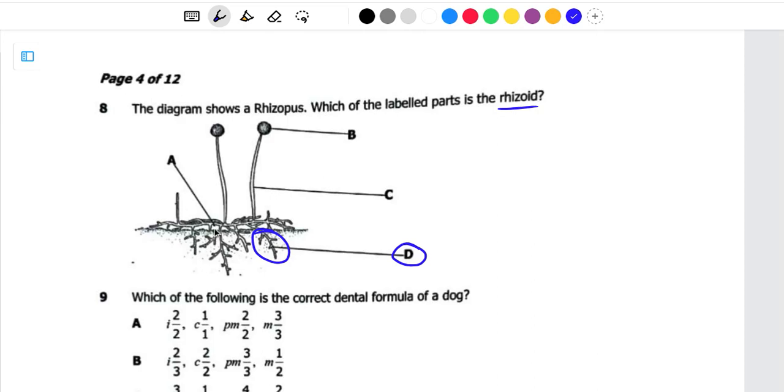Then A is the connecting stolon. The function of the connecting stolon is to connect different Rhizopus, or 2 Rhizopus or 3 Rhizopus. And then C is the sporangiophore, and then D is the sporangium or the spores. So the function of the sporangiophore is to hold the spores or the sporangium, and then the function of the sporangium is to release spores. The function of the rhizoid is to release digestive enzymes as well as anchoring the Rhizopus on the substrate.